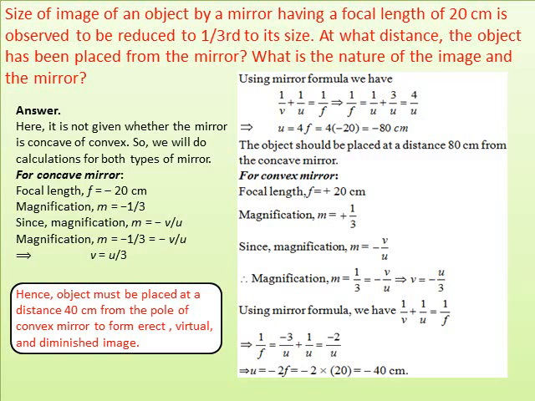Now substitute in the mirror formula, 1 by V plus 1 by U is equal to 1 by F. You will get U as minus 40 centimeter. So in the case of the concave mirror, U is minus 80 centimeter, and in the case of the convex mirror, U will be minus 40 centimeter. Okay, children, you have to analyze this more practically and get the solution.